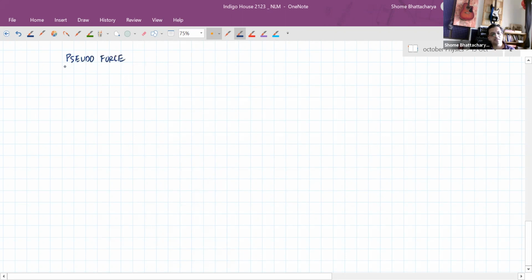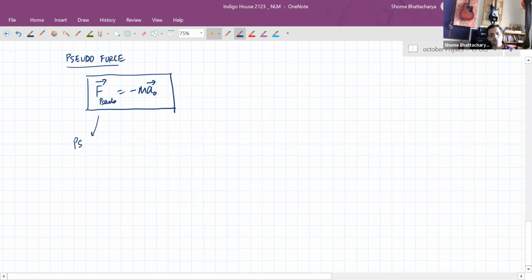as we have understood, it is that force applied by a pseudo or imaginary agent on a body inside a non-inertial frame. So it is given by the formula minus m into a naught. I'm writing this as a naught to make sure that we understand it is the acceleration of the non-inertial frame, not the acceleration of the body. So this left-hand side, this is the pseudo force.